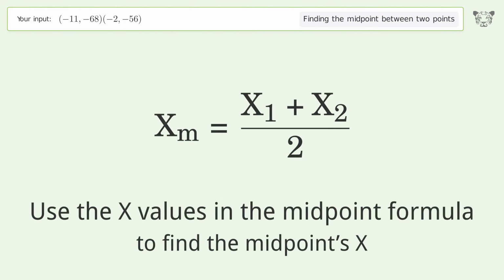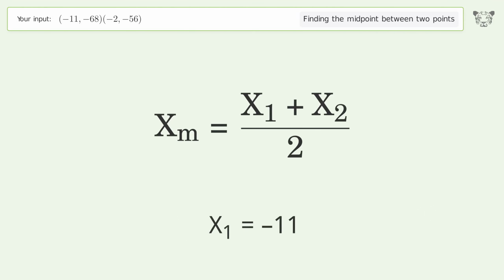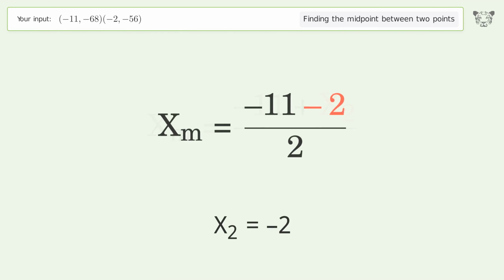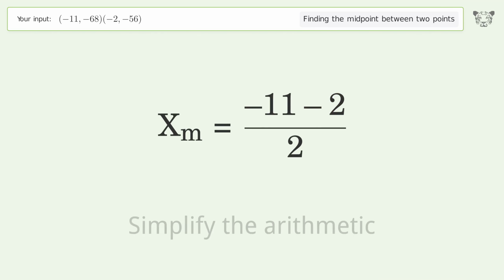Use the x values in the midpoint formula to find the midpoints x. x1 equals -11. x2 equals -2. Simplify the arithmetic.